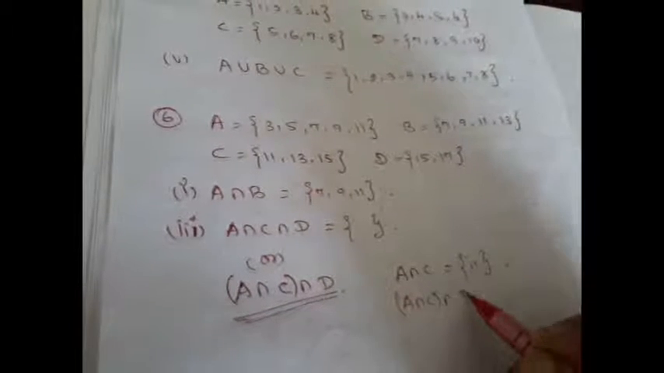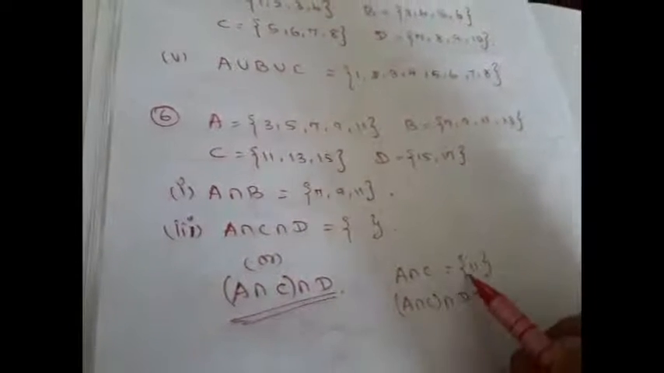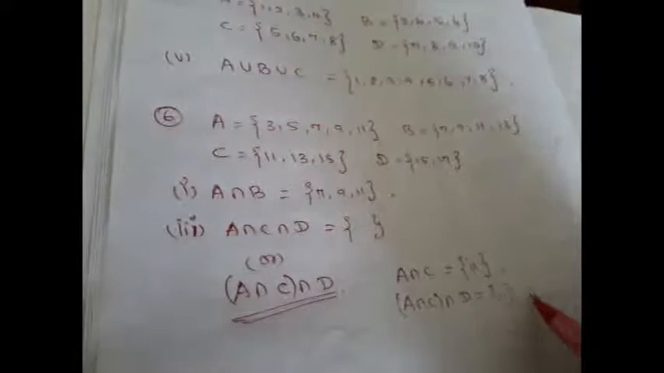Now we need to find A intersection C intersection D. A intersection C is singleton set 11, intersection D. What are the elements in D? 15 and 17. Now which is common in these two sets? None of the elements. So the answer is null set. Hope you understood now. If you were able to solve the problem directly, solve it directly, or else you can use associative property and you can solve. The same way you can solve the problem based on union also.